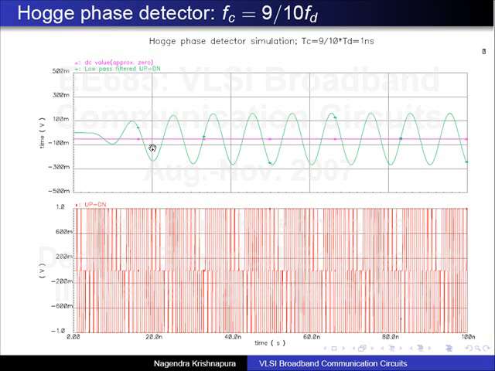So, in this case also the average is 0, but the amplitude also has reduced. So, the build up process will take longer, the capture will take longer as the difference frequency increases, and if this amplitude becomes very small, it may not capture at all. Okay.